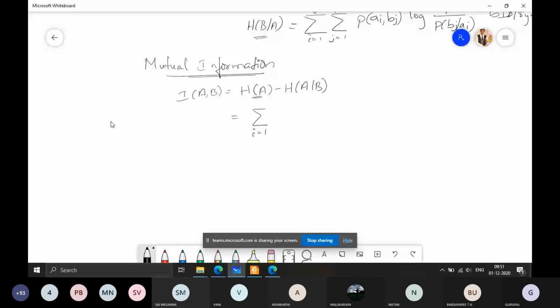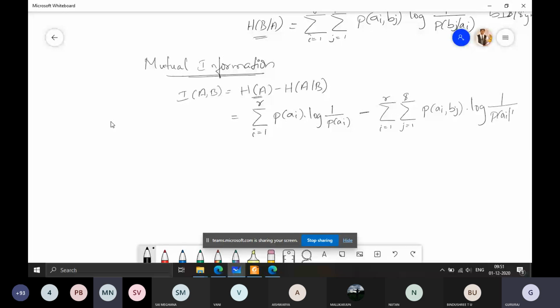A priori entropy is the summation i = 1 to r of p(ai) log 1/p(ai). This is the a priori entropy, minus the summation i = 1 to r, summation j = 1 to s of p(ai, bj) log 1/p(ai/bj). Okay, so these are the formulas.